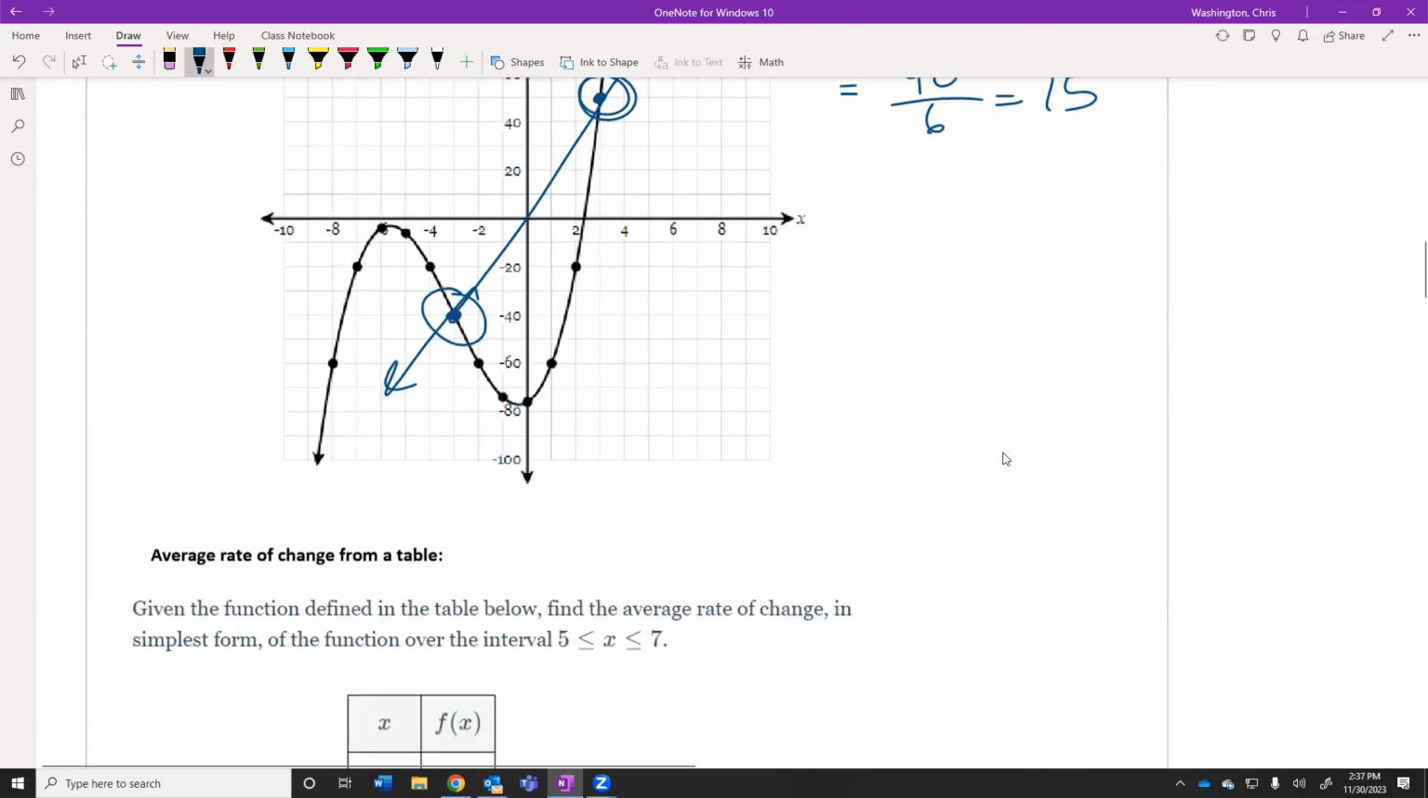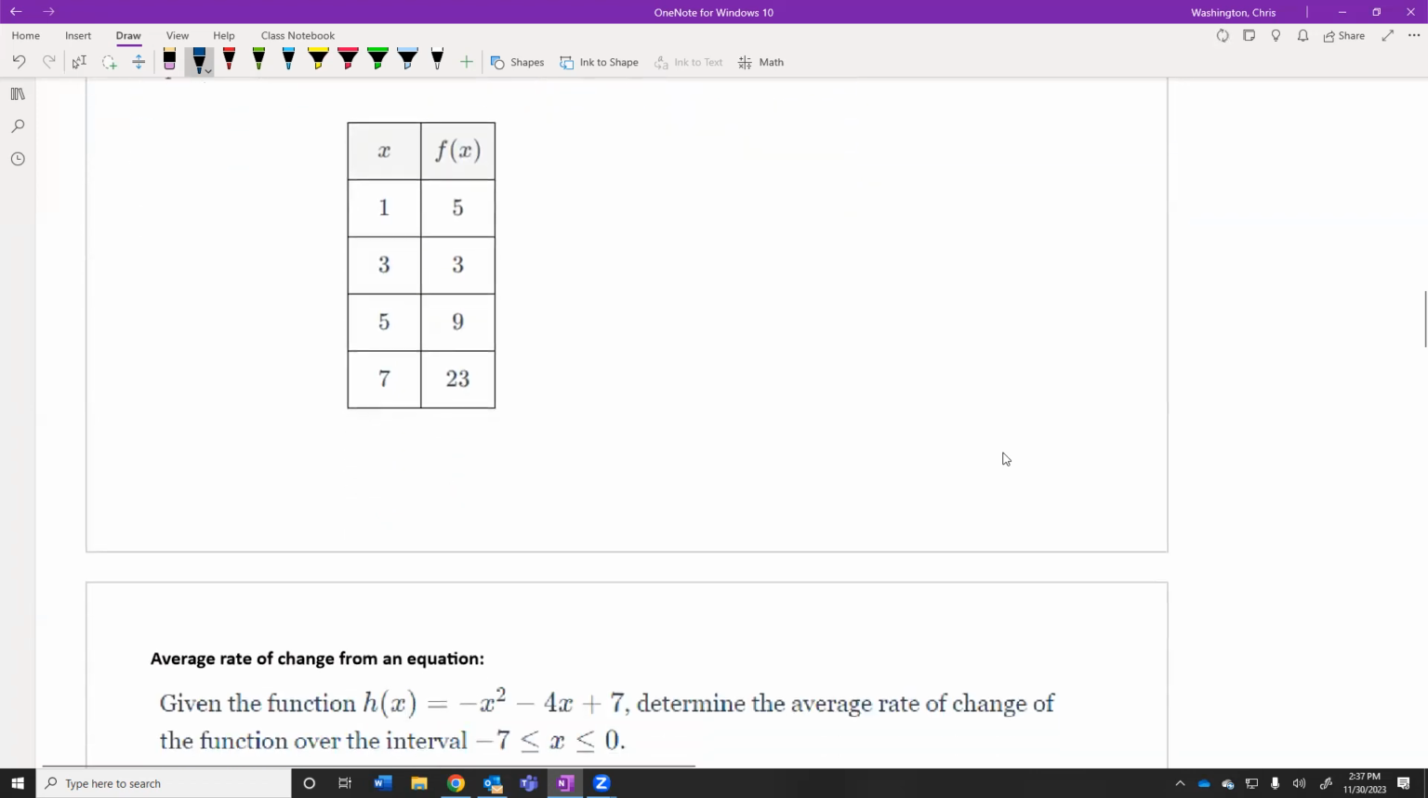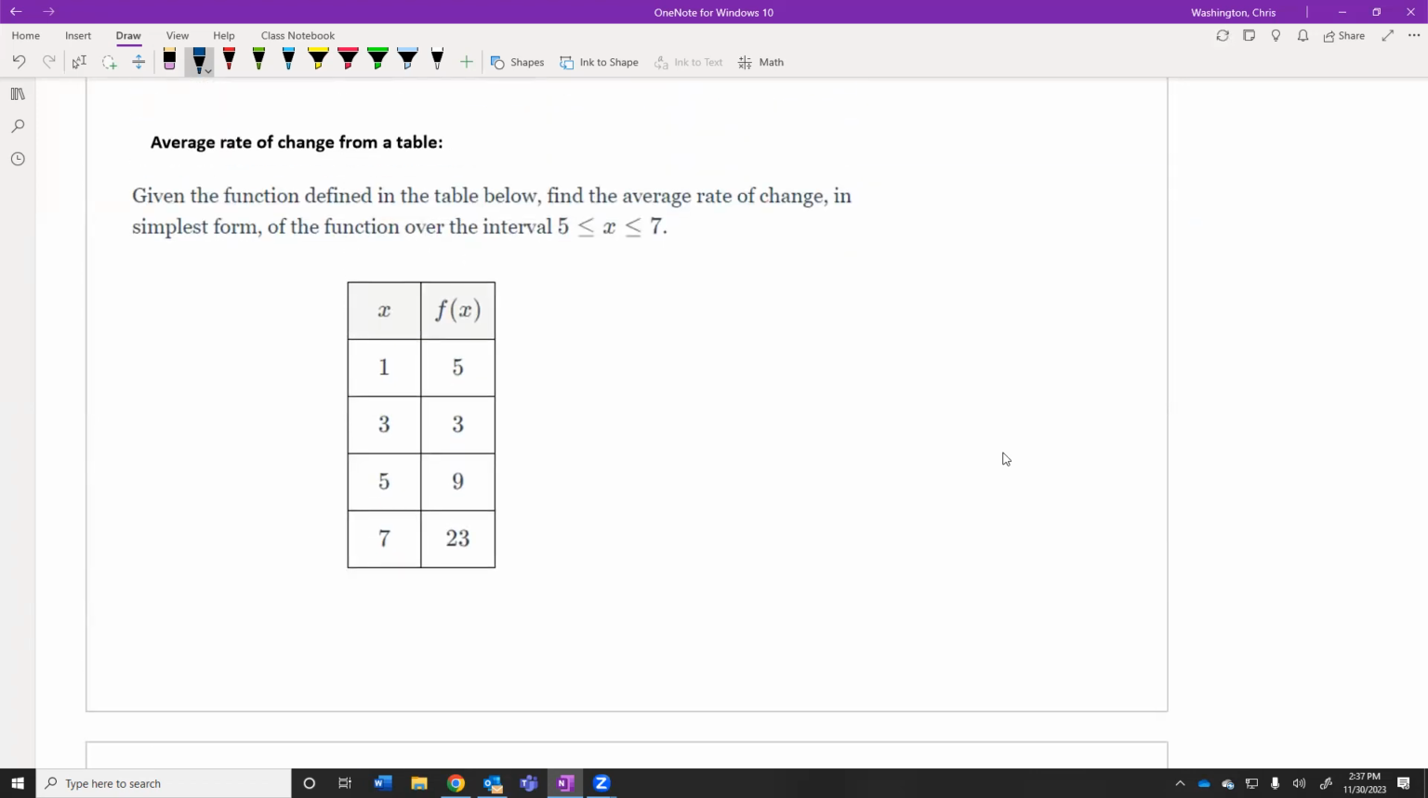All right. We could also be given a table because functions can be represented with XY tables, graphs, or equations. So in this case, we're given an XY table. F of X and Y are the same thing. And we're looking for the average rate of change from 5 to 7. Maybe this is snowfall. Maybe in the 5th hour, it snowed 9 inches. Maybe in the 7th hour, it snowed 23 inches.